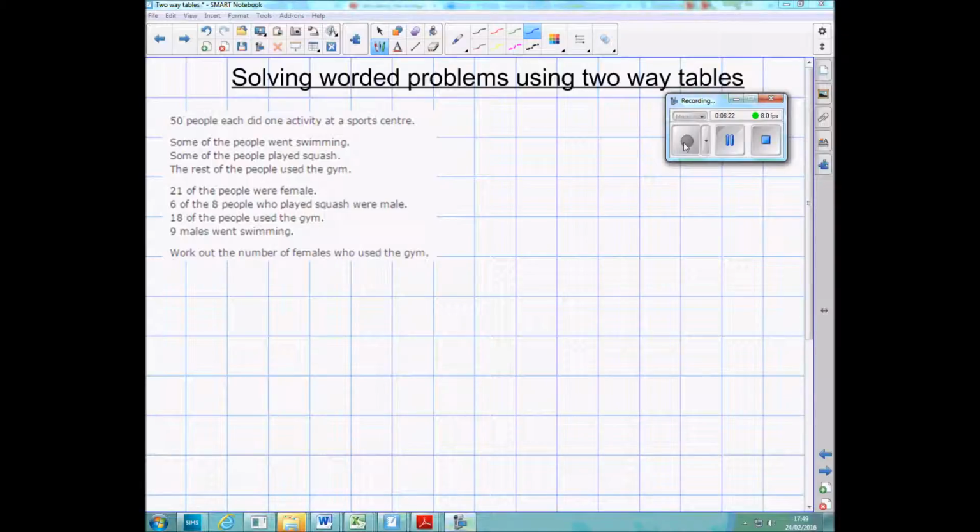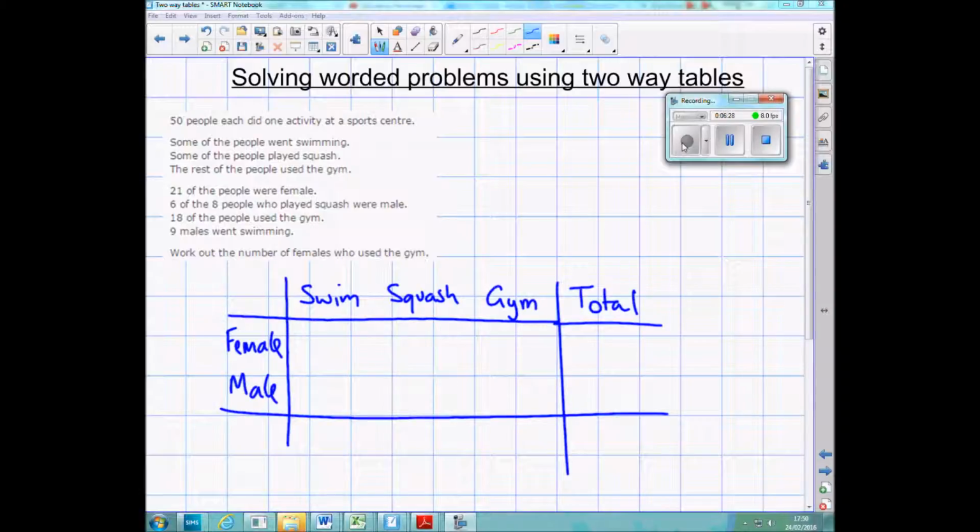So for this question, I'm going to quickly just make a table up for this. So there's my table quickly made up. So you can see the data is split into people that swim, play squash, and go to the gym, and then it's also split into male and female. So let's put this data in, starting with the 50 people that each did one activity at the sports centre.